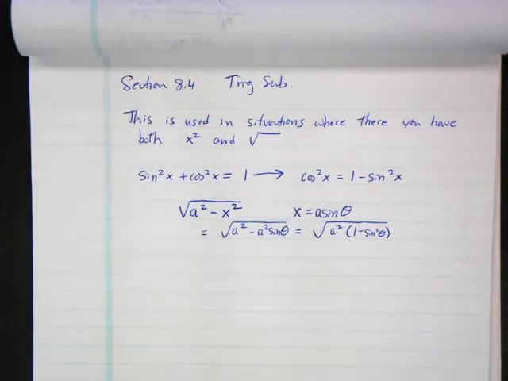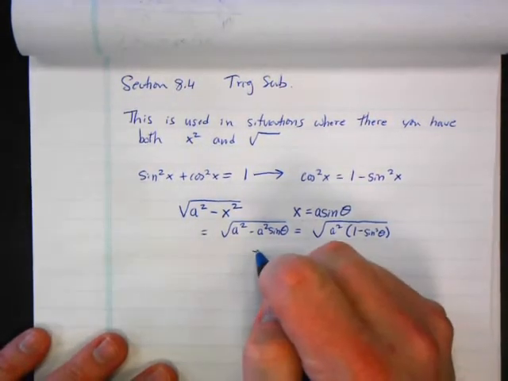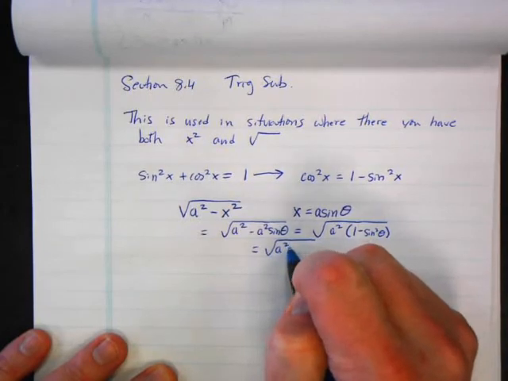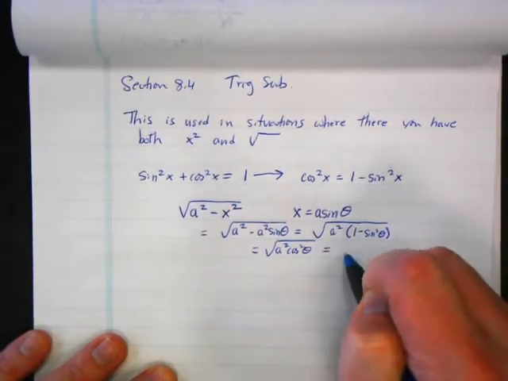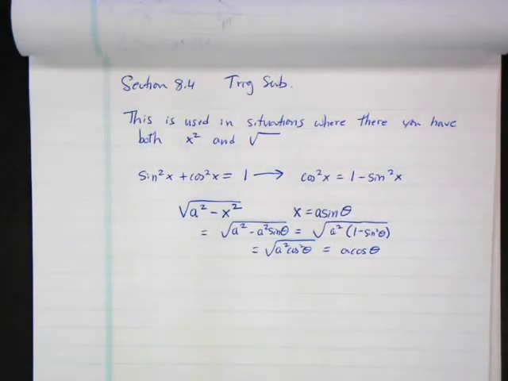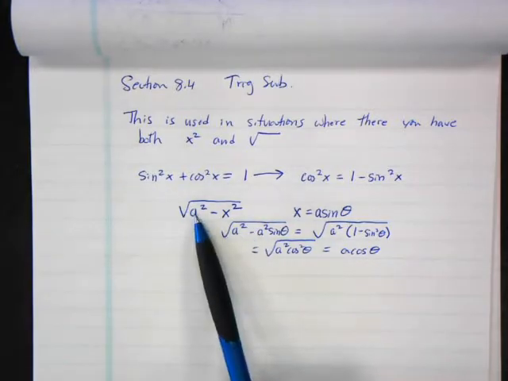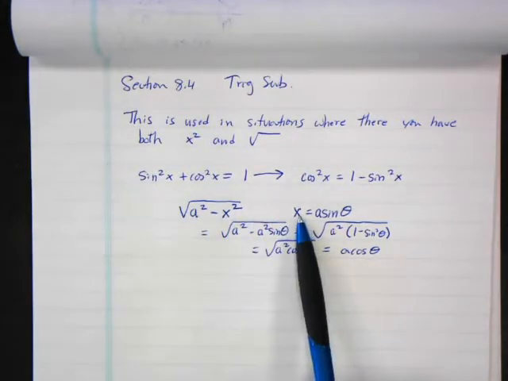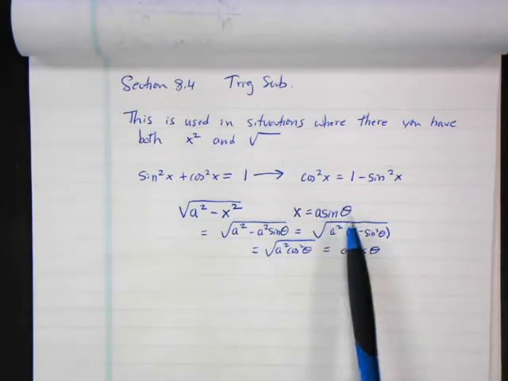And here's the whole reason for doing this. What's 1 minus sine squared? Cosine squared. That becomes square root of a squared cosine squared theta, which is a cosine theta. So that's why we use trig substitutions. We use trig substitutions to get rid of square roots. That's the whole idea behind this. So if you have square root of a squared minus x squared, your substitution will always be x equals a sine theta.